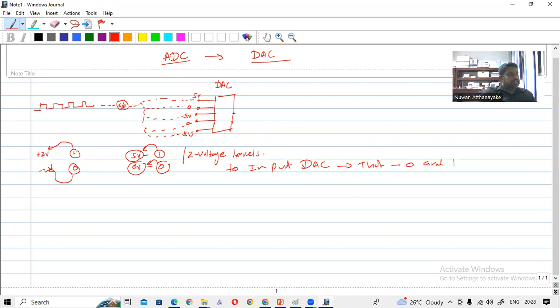And here, at the output, you should get an analog voltage value. Analog voltage value means, here you have only 2 voltage levels, 5 and 0, but here your signal amplitude may change. For example, it can change from 0 to 5 volt. So any voltage level can be here. So that is the task of the digital to analog converter. You give a digital signal, 2 voltage levels, to the input of the DAC, and you get an analog voltage as the output. So that is the idea of the DAC.